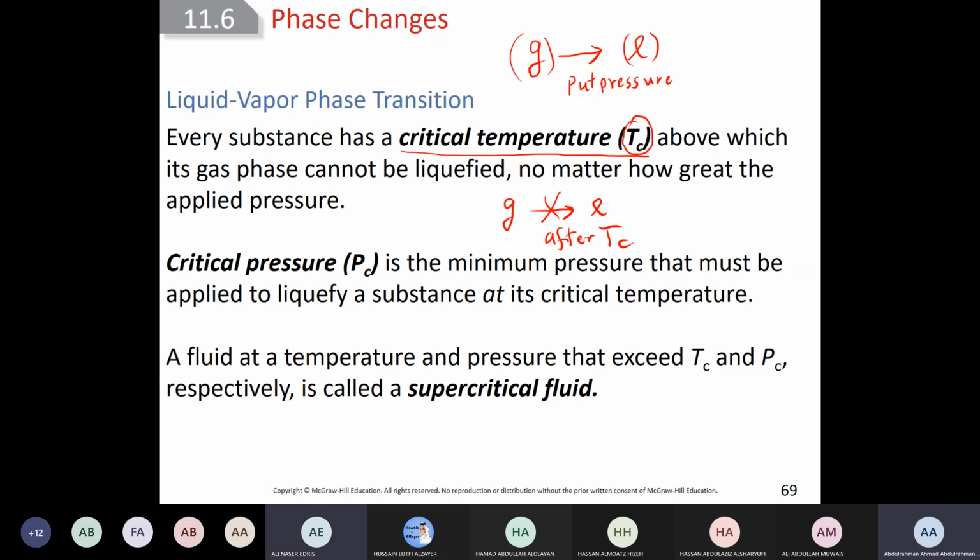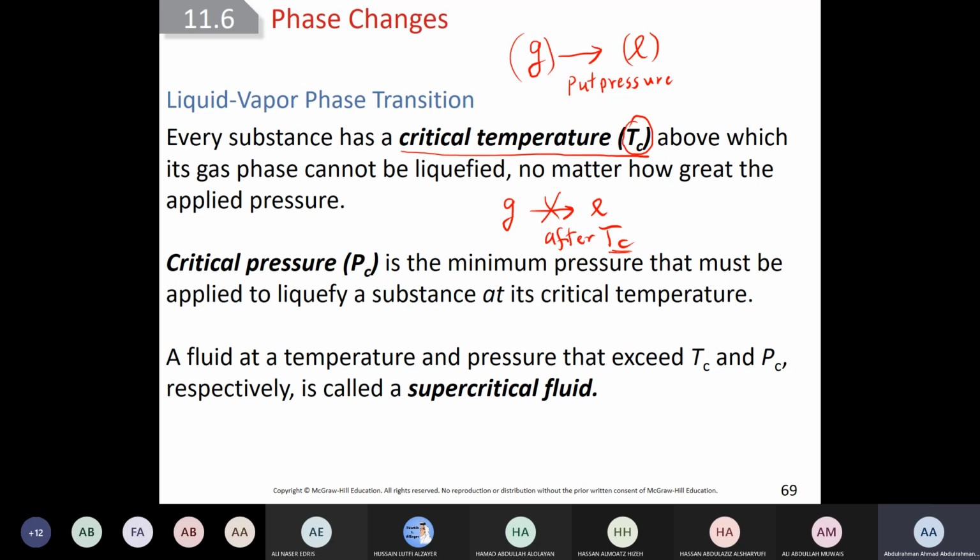Will it go to solid or not also? No, of course. It will never go to solid. Okay. Before the critical temperature, if we raise the temperature and apply more pressure, is it going to be liquid? No, never. That's what I'm saying, if before the critical temperature.